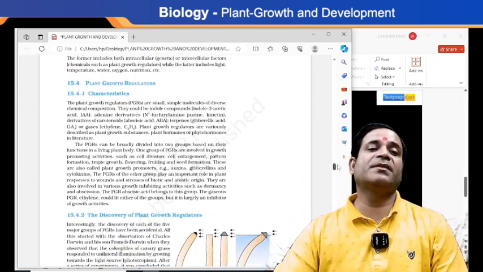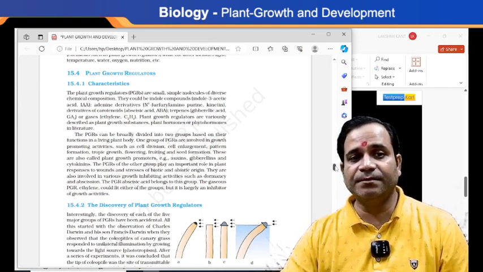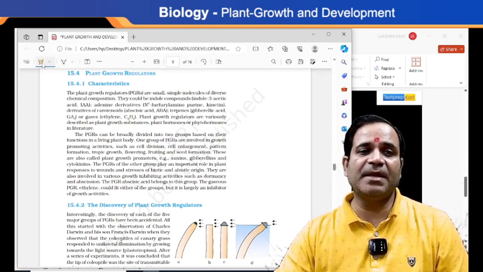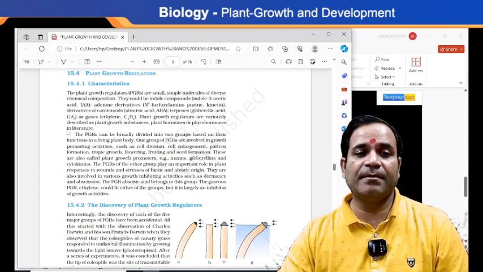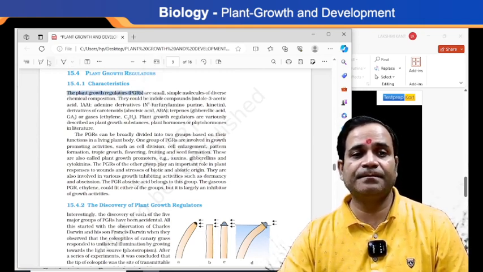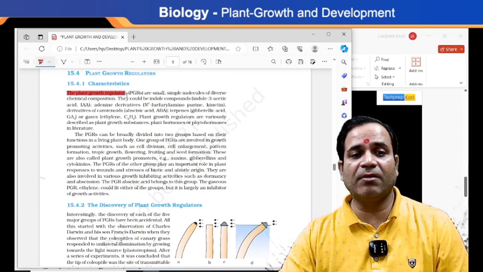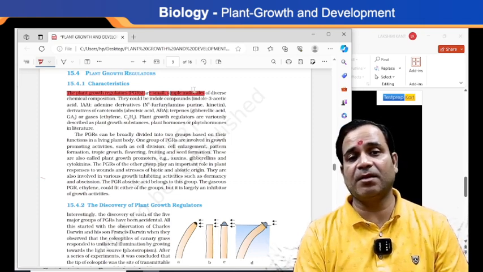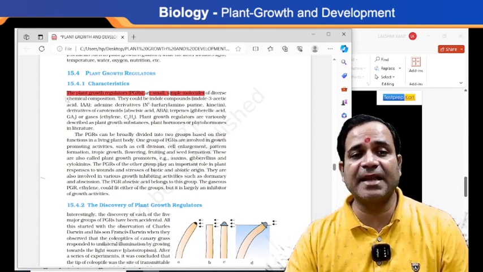Now this one is very important to understand: the plant growth regulator, which is also called PGR. So you know that plant growth regulators, that is PGRs, are small and simple molecules. Simple molecules of diverse chemical composition.